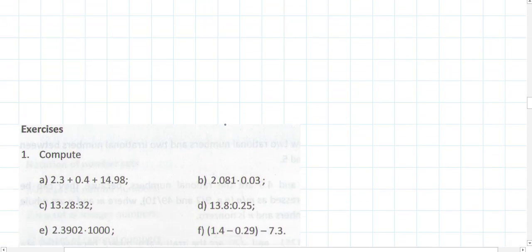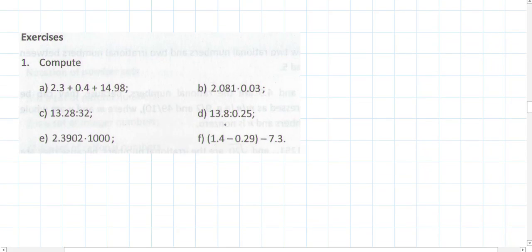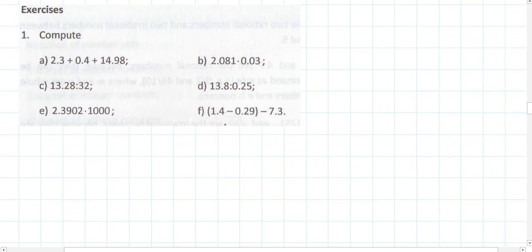And now let's move to the exercise. Here we have some examples of working with decimal fractions. The correct pronunciation is decimal fractions. So in decimal fractions we have, for example, in the first case, addition. We just need to add these three decimal fractions.